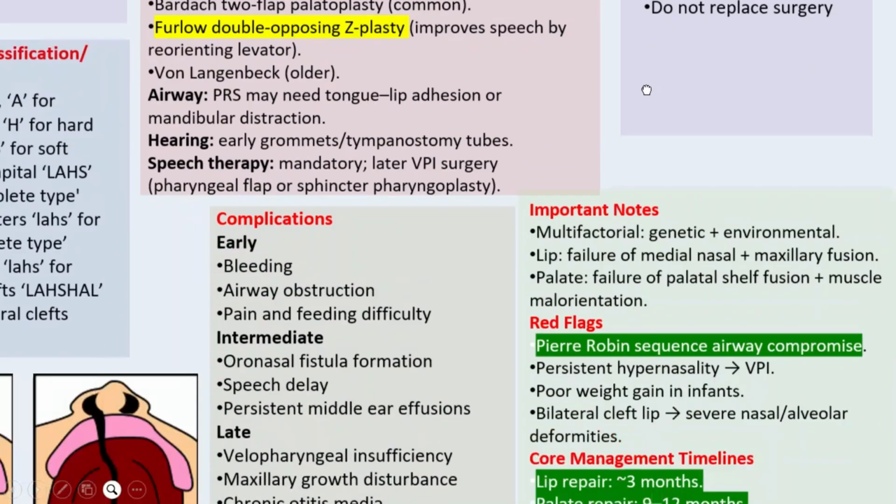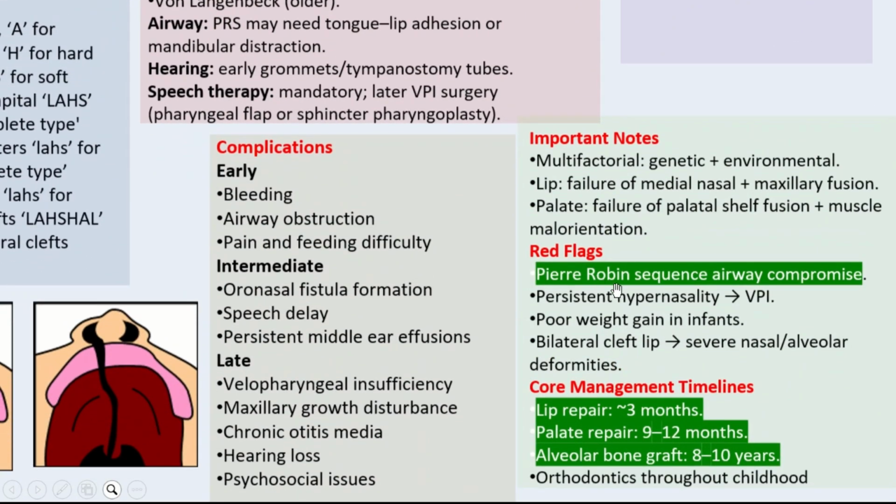So it's important to note that the causes of cleft lip and palate are multifactorial, and these are going to be genetic as well as environmental. If it's the lip, it's due to failure of the median nasal and the maxillary processes. If it's the palate, it's going to be failure of palatal shelf fusion, and that occurs in the secondary palate. The primary palate is always okay, the one that has the gum.